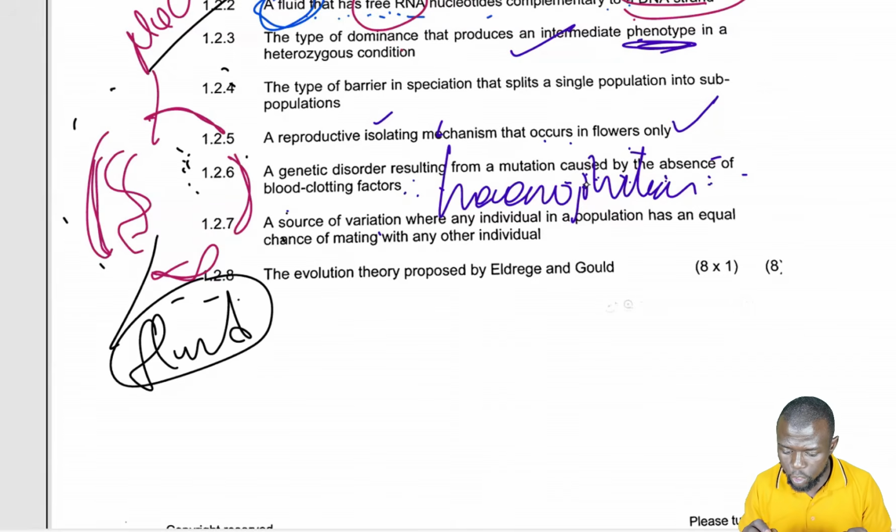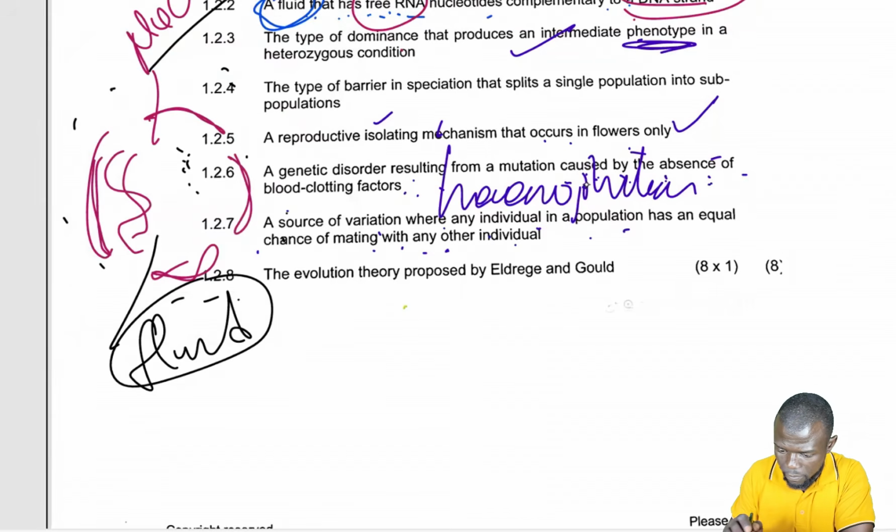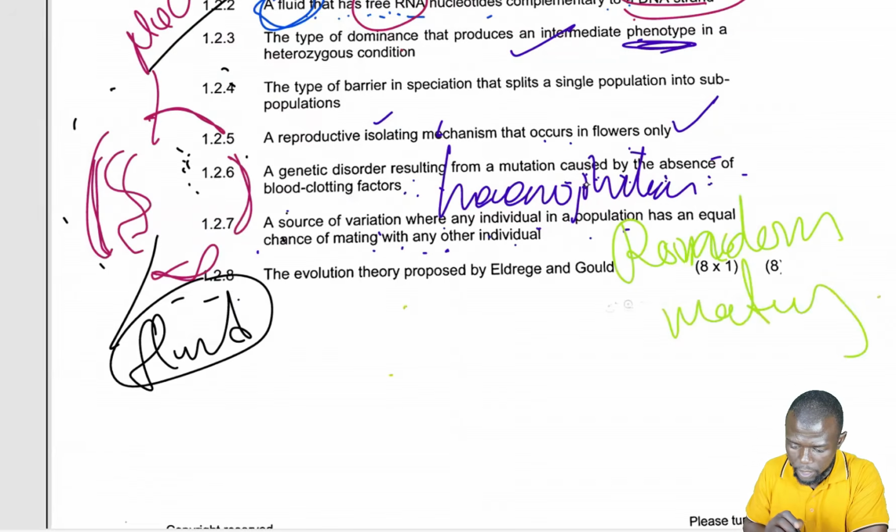Then they're saying the source of variation where any individual in a population has equal chances of mating with other individuals. So how do you call that source of variation? We call it random mating.